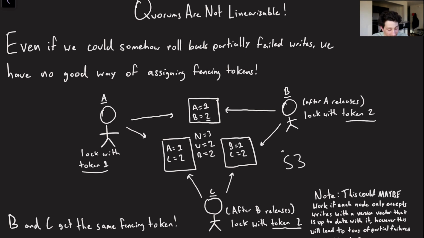So if they now both try to write to S3 at the same time, let's say B ended up having a process pause due to a garbage collection, so it went down, and now all of a sudden it's writing to S3 with token 2. They're both writing to S3 with token 2. We've got a corruption issue, and things are going to fail.